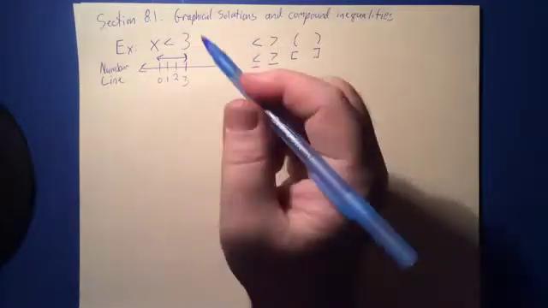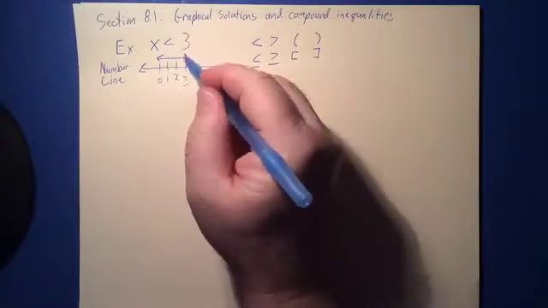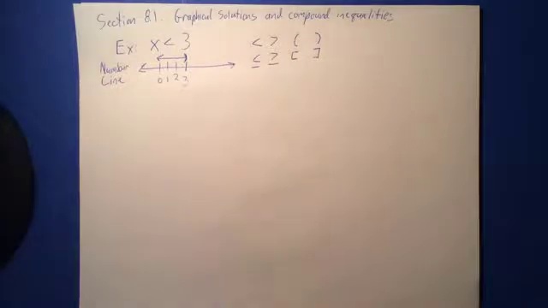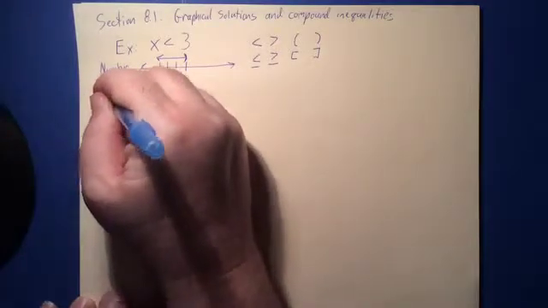So given that we draw out the number 3, we draw an arrow, and we draw the parenthesis, we now have the main features of writing the solution of this as a number line. So what we're going to do next is express the solution another way using what's called interval notation.